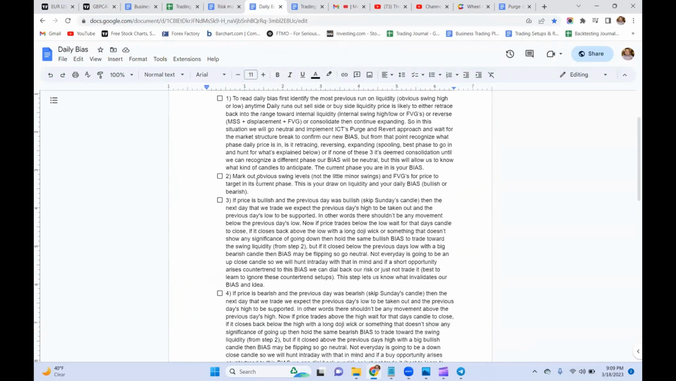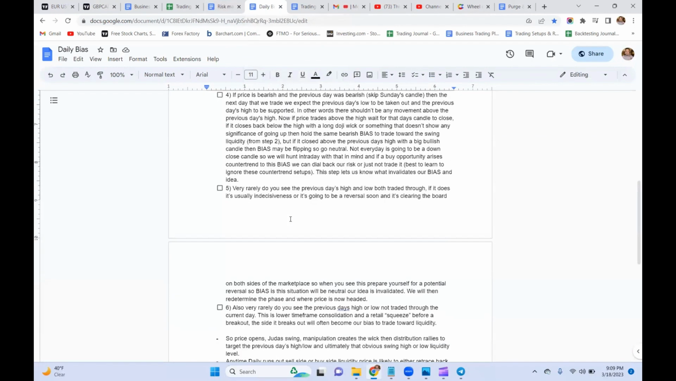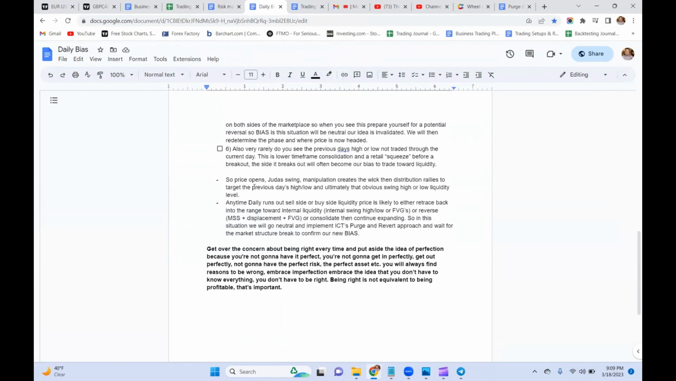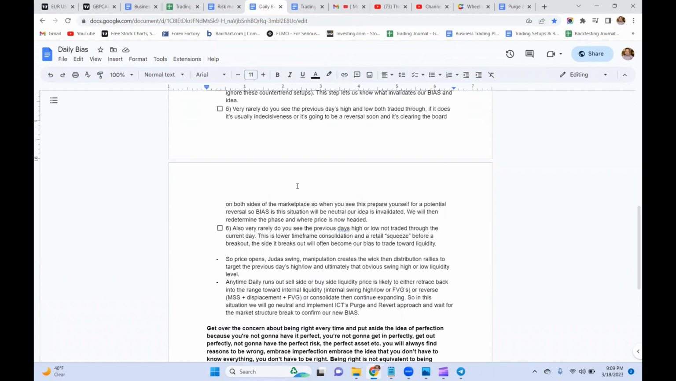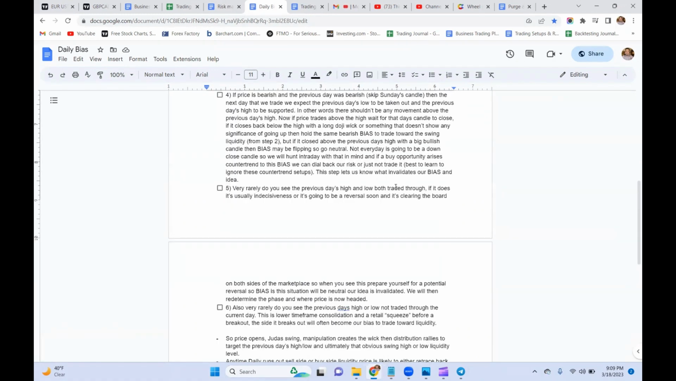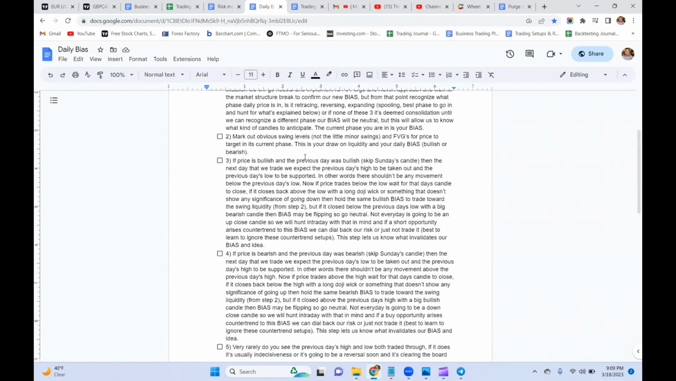I do want to show y'all right here. Where is it at? Okay, so if price is bullish and the previous day was bullish, then the next day that we trade, we expect the previous day's high to be taken out and the previous day's low to be supported. In other words, there shouldn't be any movement below the previous day's low.